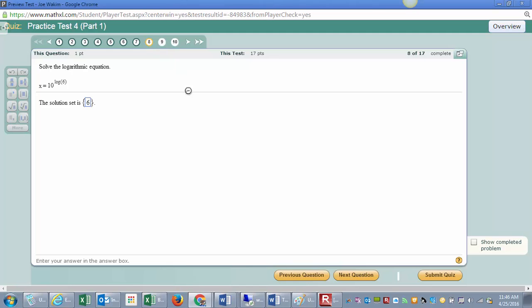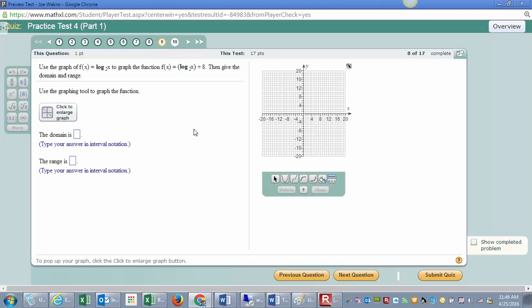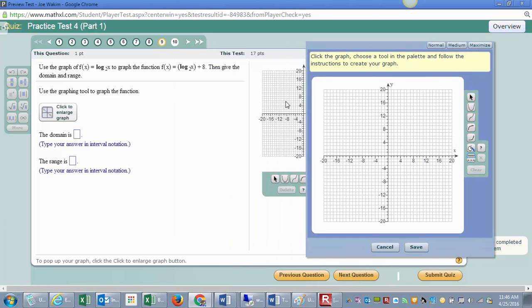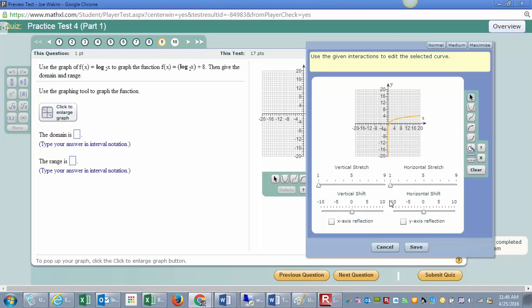Number 9. Use the graph to graph the function f of x equals log of x base 2 plus 8, then give the domain and range. Okay, this should be very simple. All we have to do is choose the logarithmic function, and the logarithmic function looks like this guy here, and plug it anywhere. And now let's look at the properties.